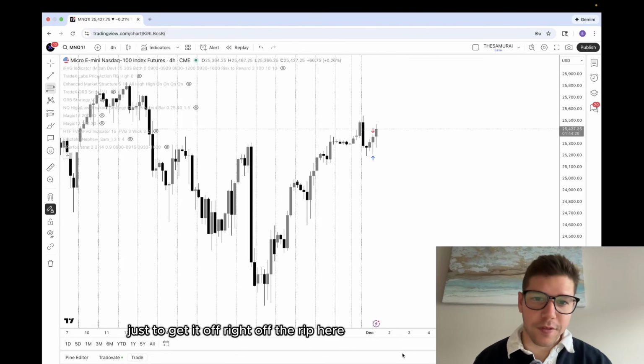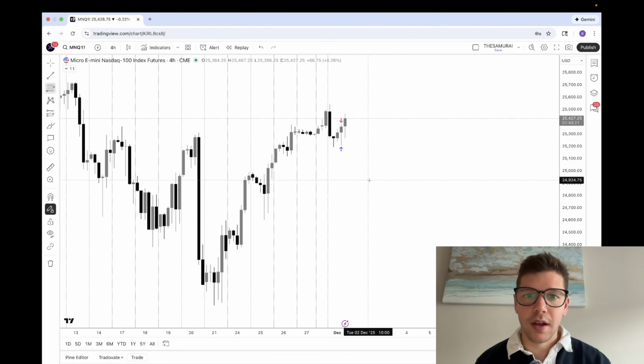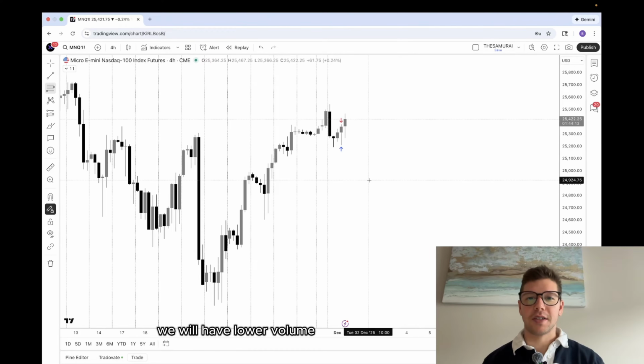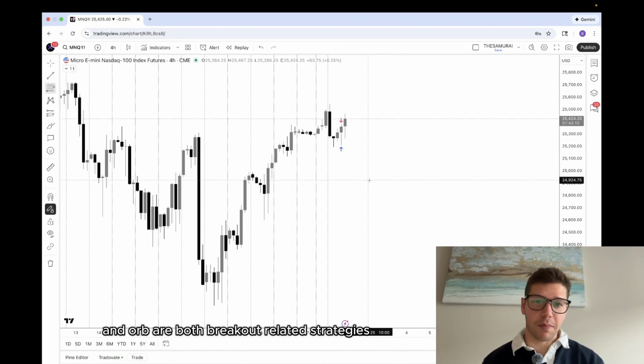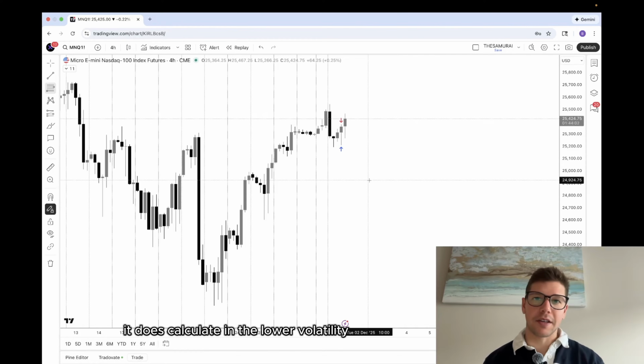Right off the rip here, we took losses today, both on pivots and ORB. Unfortunately, today was a very low volume day. December is a month where historically we will have lower volume. Since pivots and ORB are both breakout related strategies, you can expect those breakouts to have lower momentum. Nonetheless, pivots calculate in the lower volatility to recognize a smaller breakout. Same with ORB, it will recognize lower volume and generate the SL and TP based on the volatility of the market.